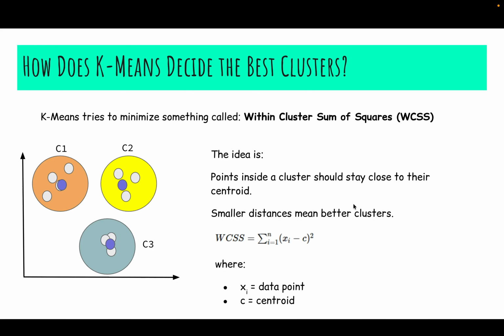We have this mathematical formula for this, where it is summation of i equals 1 to n of (xi minus c) the whole square, where xi is the data point and c is the centroid. So the distance between them should be as less as possible. So lower within cluster sum of squares means the cluster is tighter or close together.